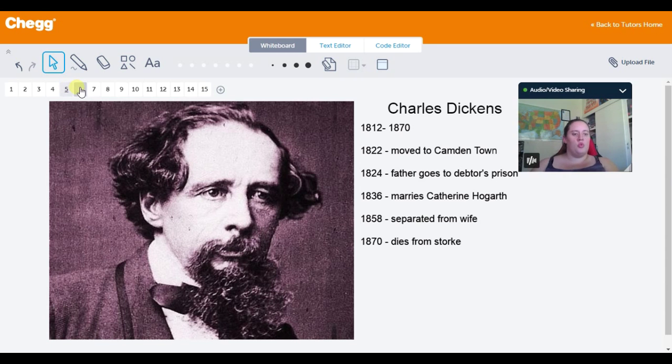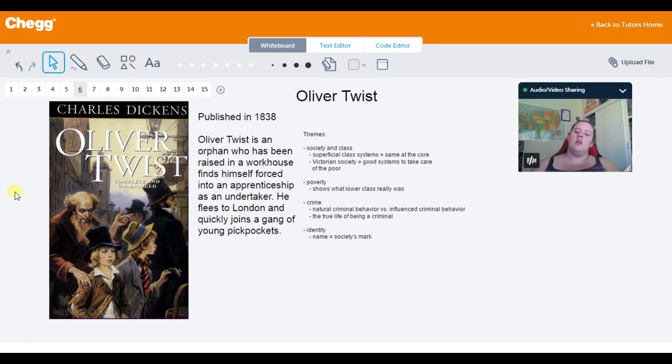Dickens' most well-known work is Oliver Twist. And Oliver Twist is published in 1838, and it tells the story of an orphan boy named Oliver who has been raised in a workhouse. He finds himself suddenly forced into an apprenticeship as an undertaker. Upon being released from the workhouse, he flees to London and quickly joins a gang of pickpockets.